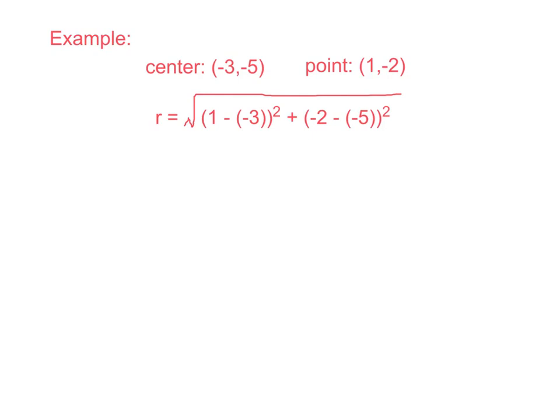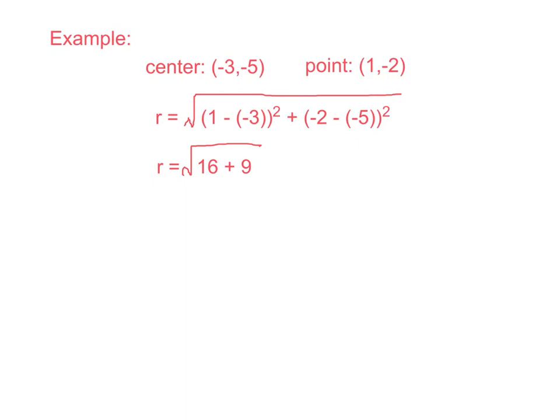So in order to solve for r, we would have r equal to the square root of (1 - (-3))² + (-2 - (-5))². So if we say 1 plus 3, that's 4, squared, which is 16. If we say -2 plus 5, which is plus 3, squared, which is 9. So I've got the square root of 16 plus 9, which is the square root of 25.